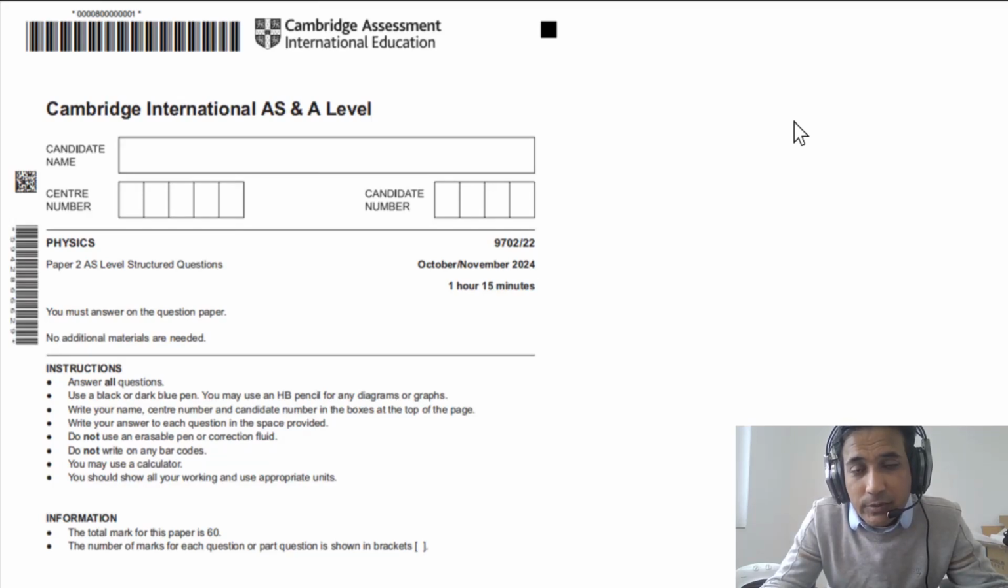In today's lesson, we will discuss past paper questions from October-November 2024, Paper 2, Variant 2. As always, we will discuss these questions in detail so you can improve your conceptual understanding of physics and also have a better understanding of these exam questions. Let's study together, let's improve together.